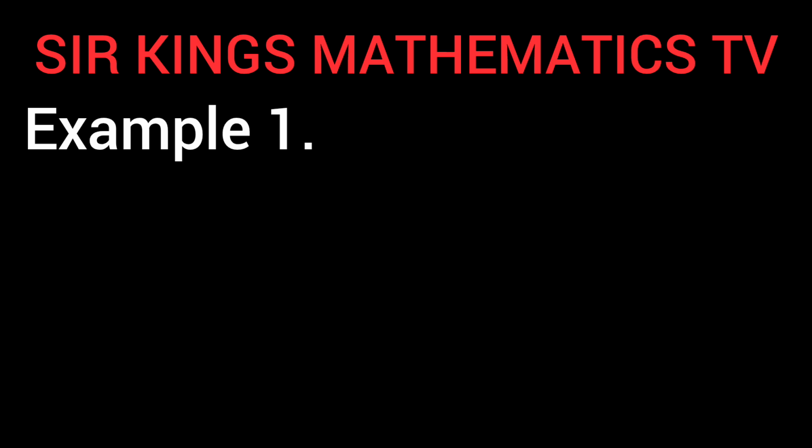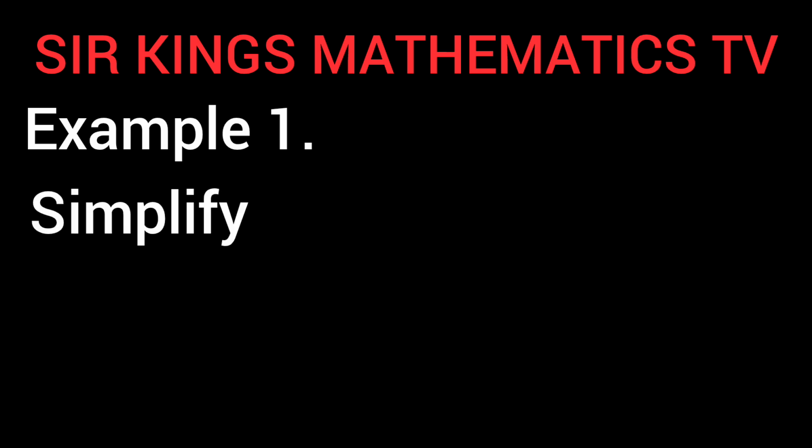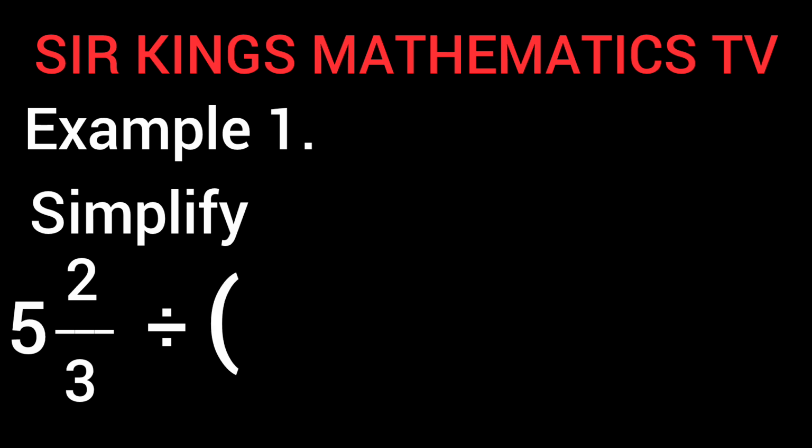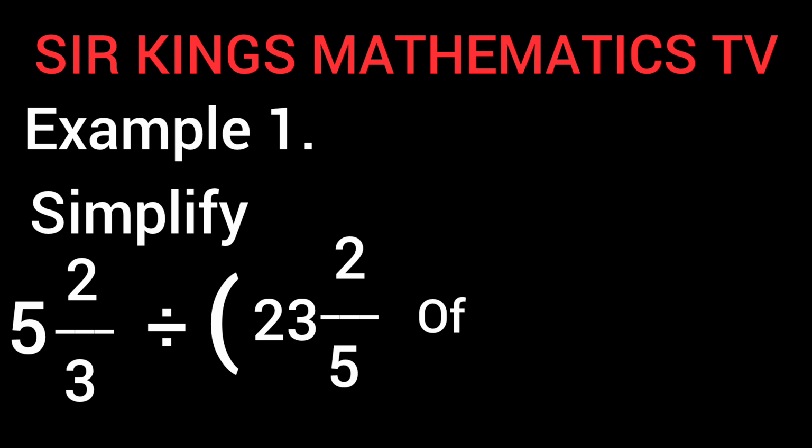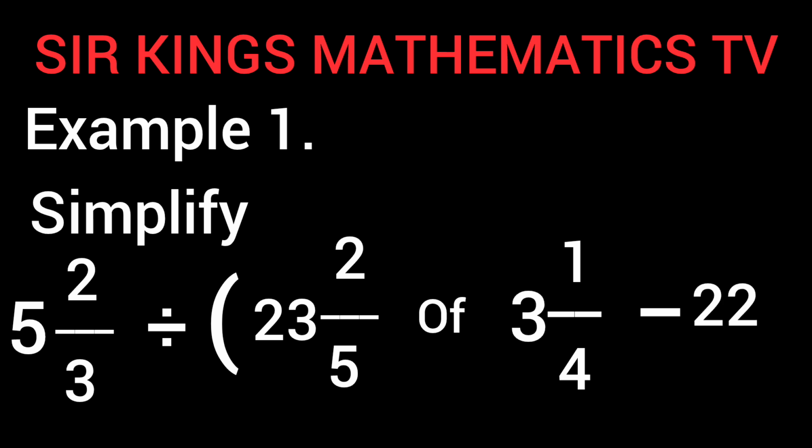Example 1. Simplify 5 2/3 ÷ (23 2/5 of 3 1/4 − 22).